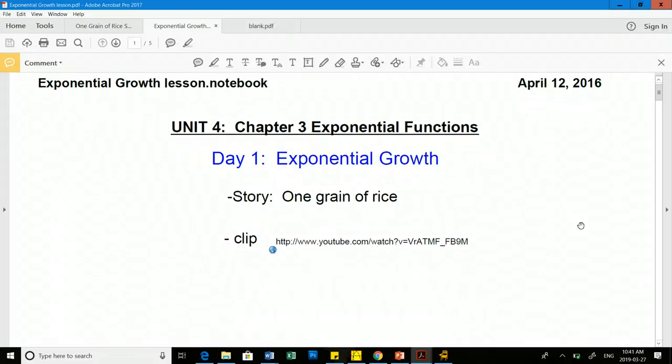All right, so exponential growth. Today we're going to talk about growth. Tomorrow we are going to talk about decay. If you still have cell phones out or laptops, they need to go away now, okay?